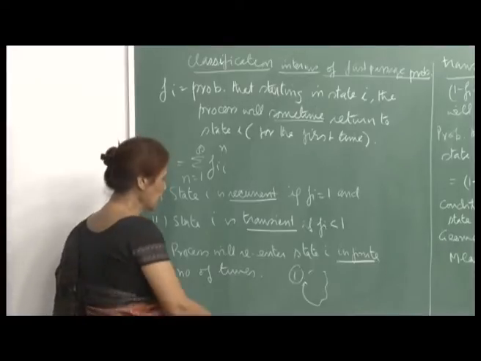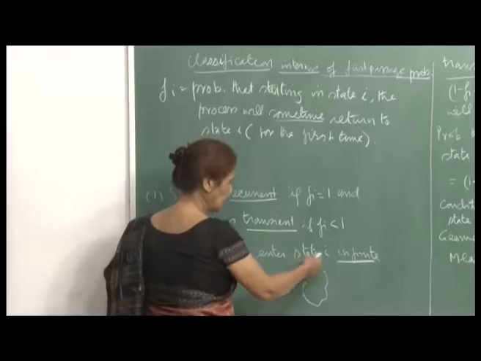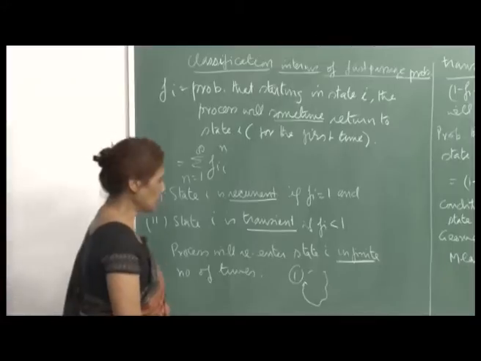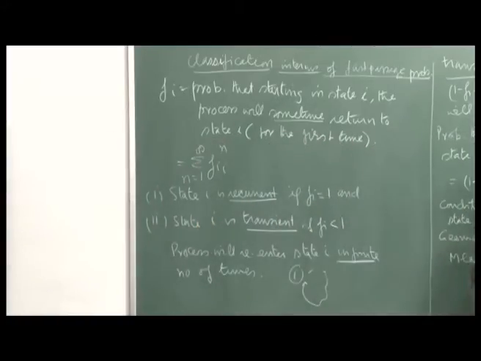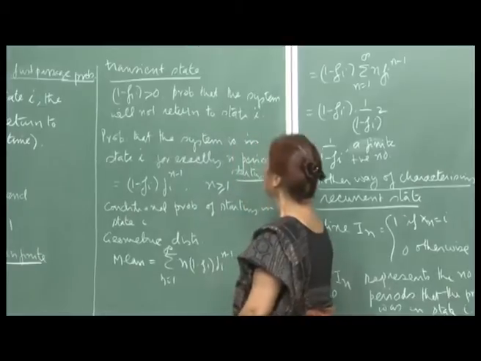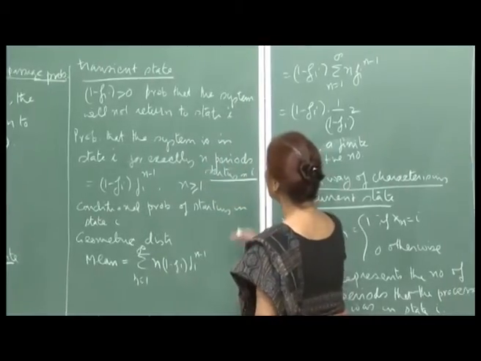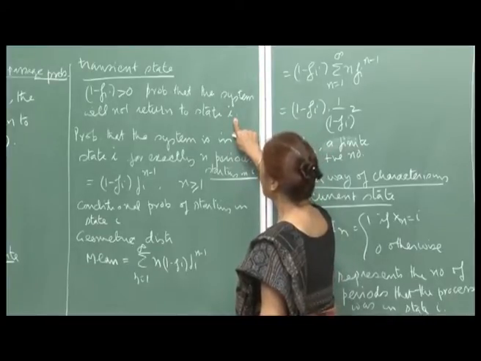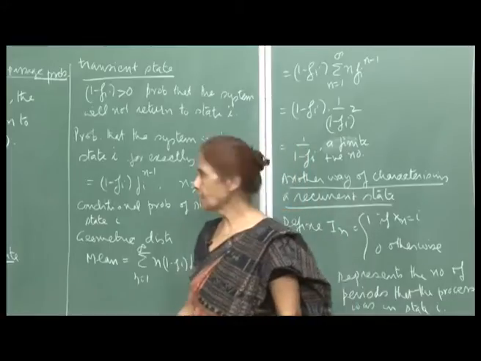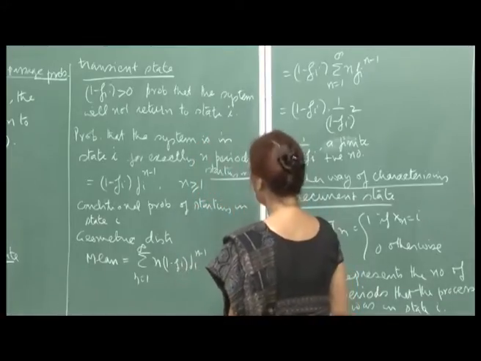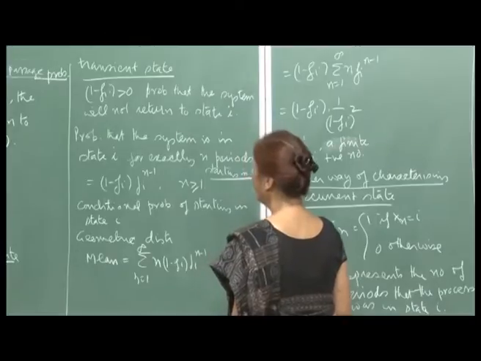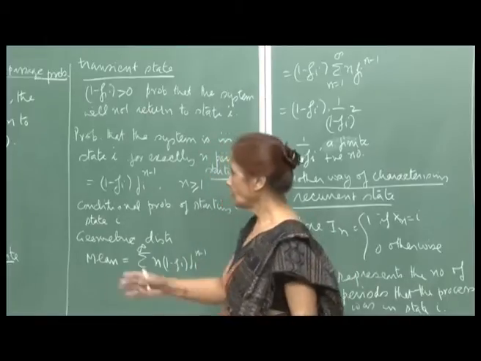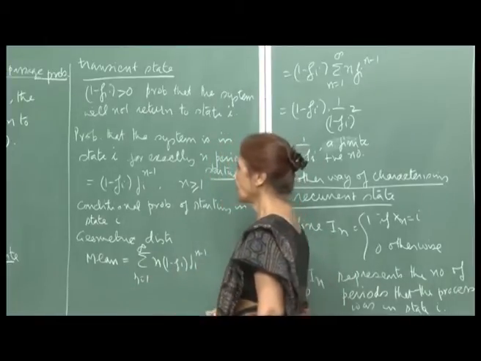That means once you come to I, then you will keep coming back to I an infinite number of times. But for a transient state, since your f I is less than 1, 1 minus f I is positive. So, this is the probability that the system will not return to state I. And so, if this is a positive probability, then this event will also occur. Therefore, we interpret this as saying that a transient state will be visited only a finite number of times, and so that will be the difference between a recurrent state and a transient state.